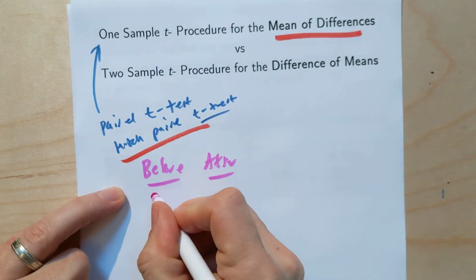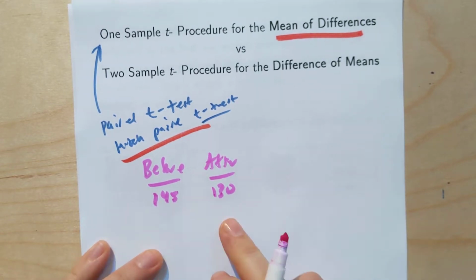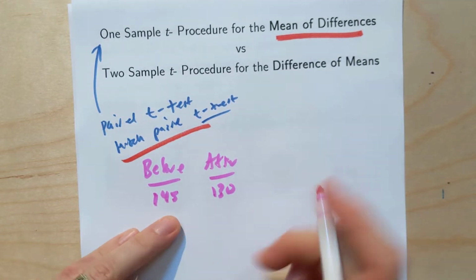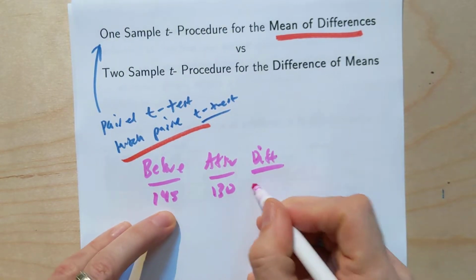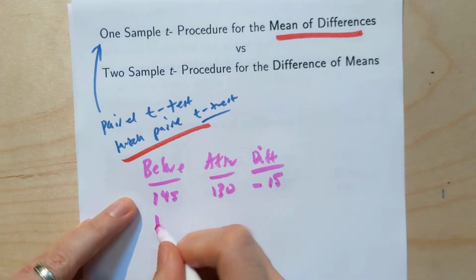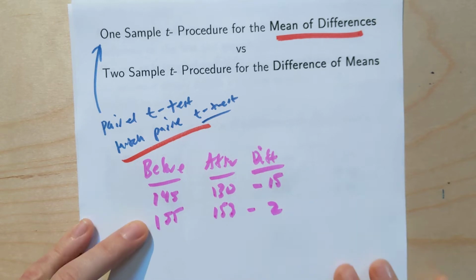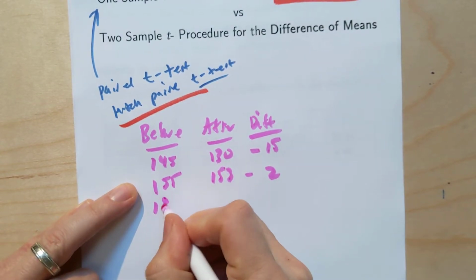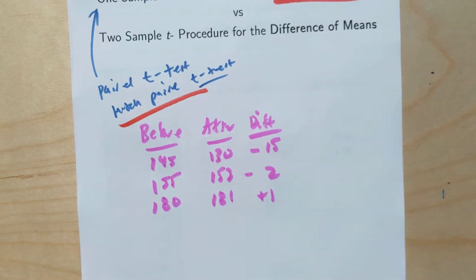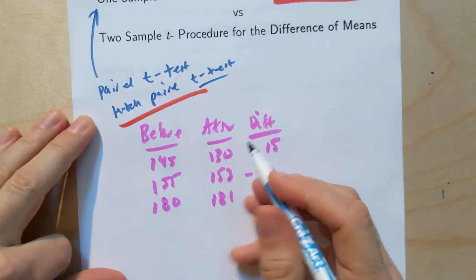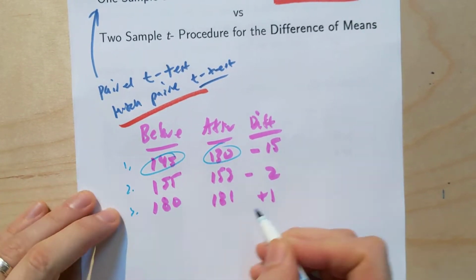So let's say someone before weighed 145 pounds and then after weighed 130. What really matters to me is not so much that they weighed 145 and then 130, but I would care about the difference in their two weights. So there was a drop of, say, minus 15 pounds. Say someone else started off at 155 and got down to 153, that's minus 2. Someone started off at 180 and ended up at 181, so they were plus 1, and so on. In this instance, we've got a bunch of paired data because this value and this value correspond with the same individual.